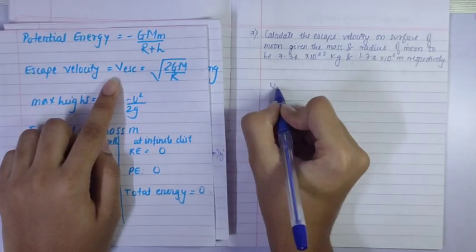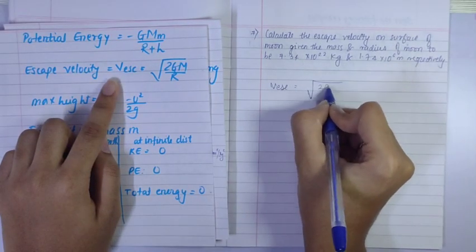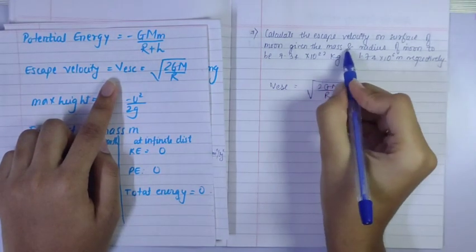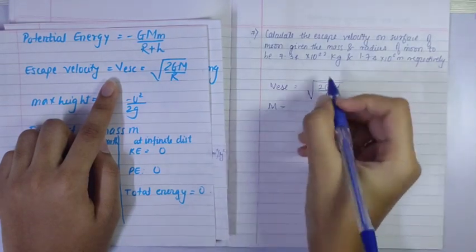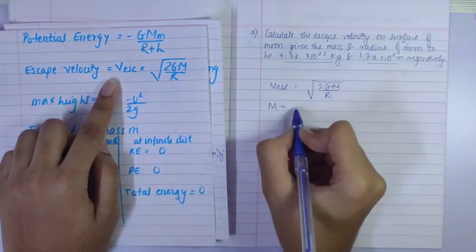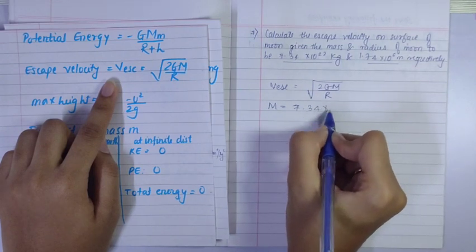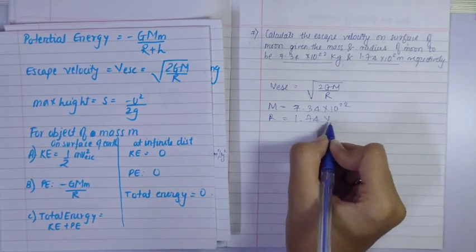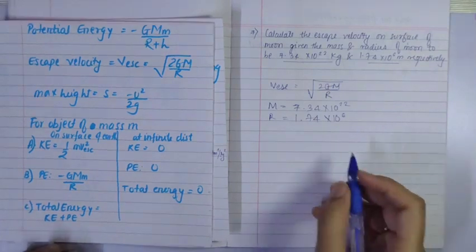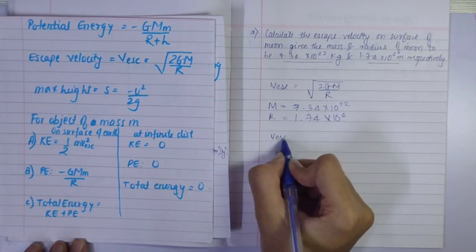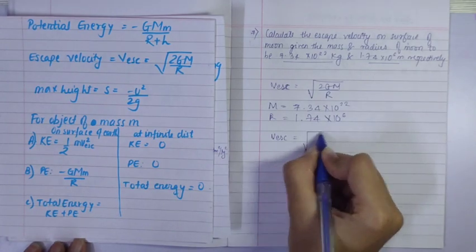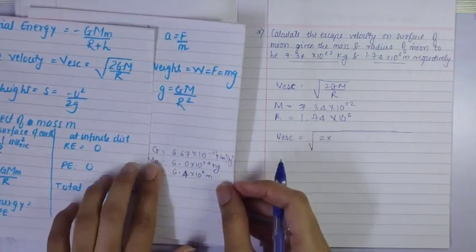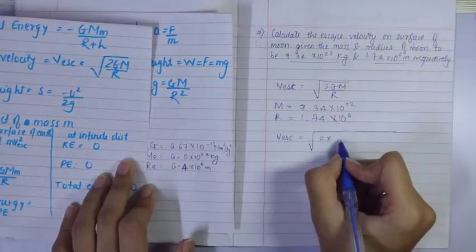Escape velocity, v escape is equal to square root of 2GM upon r. So what is your m here? They have given, right? Mass and radius. So this is your mass and this is your radius. 7.34 into 10 raised to 22 and radius is 1.74 into 10 raised to 6. Okay, so let's calculate. V escape is square root of 2 into your G, which should be the same as this. G is equal to 6.67.